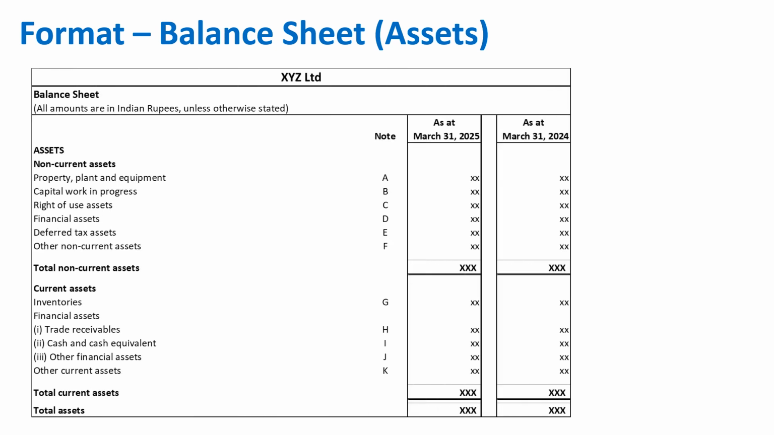You start with the company name as the heading, for example, XYZ Limited. Then you write balance sheet. All amounts are in Indian rupees unless otherwise stated. And then you can see there are two columns: as at 31st March 2025 and as at 31st March 2024.